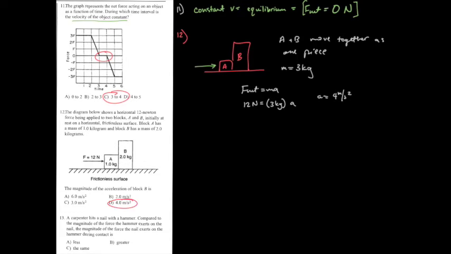Now let's get on to number 13. This is an example of Newton's third law. A carpenter hits a nail with a hammer. Compared to the magnitude of the force the hammer exerts on the nail, the magnitude of the force the nail exerts on the hammer during contact is the same. Simple. If anything sounds like Newton's third law, I would just assume the force is the same. Remember, the force is the same. What's going to be different is the acceleration.